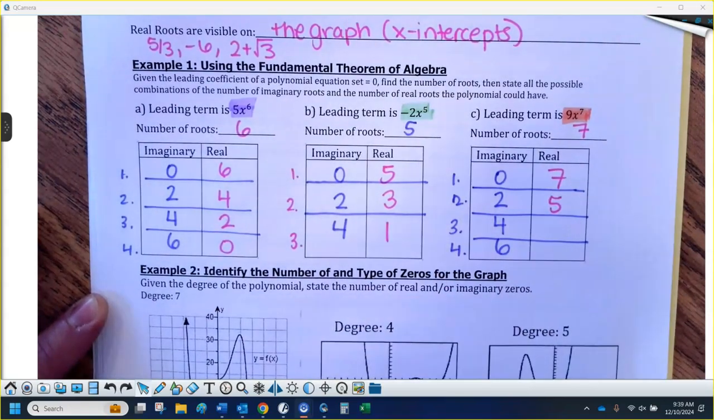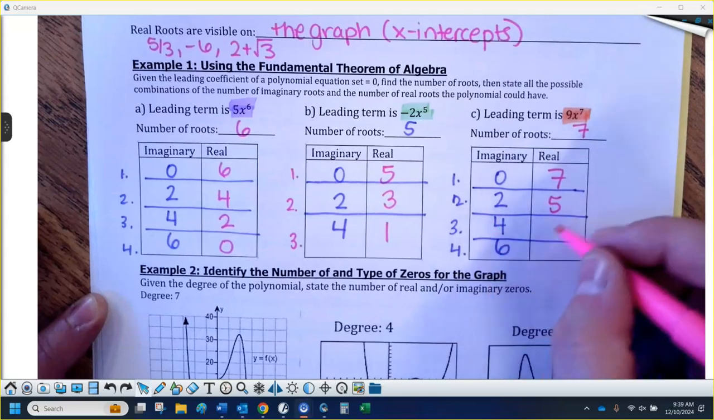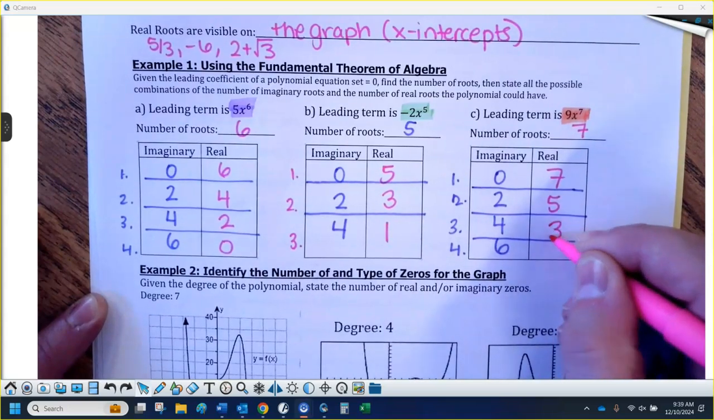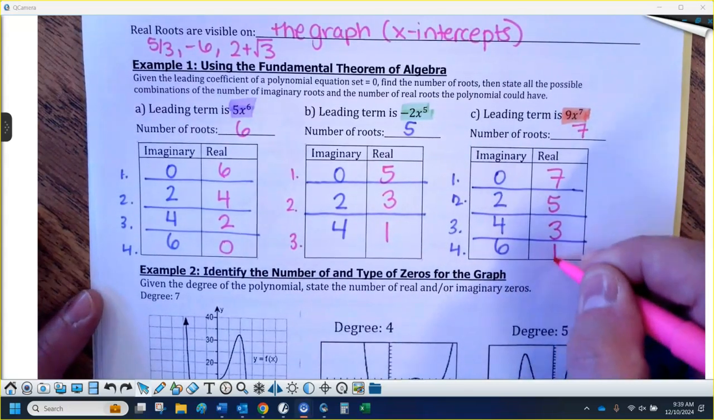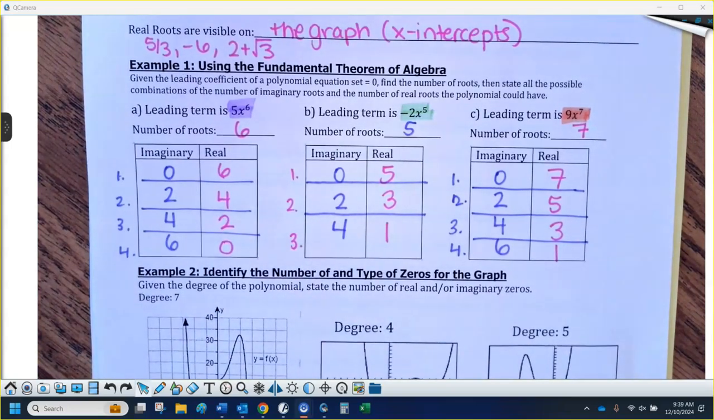Each one of the rows would add up to 7. If you have 4 imaginary, we got to have 3 real. And if we have 6 imaginary, we'd have to have 1 real solution. So those are the 4 different ways that could shake out if you had a 7th degree polynomial. Is anybody having a question?